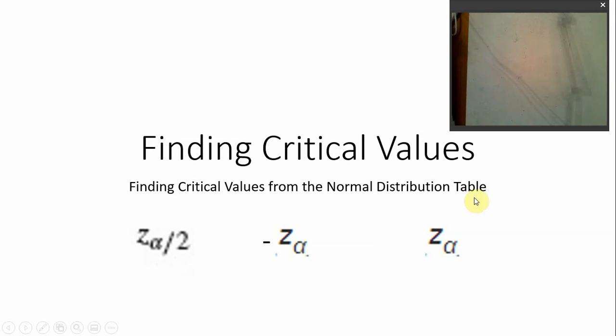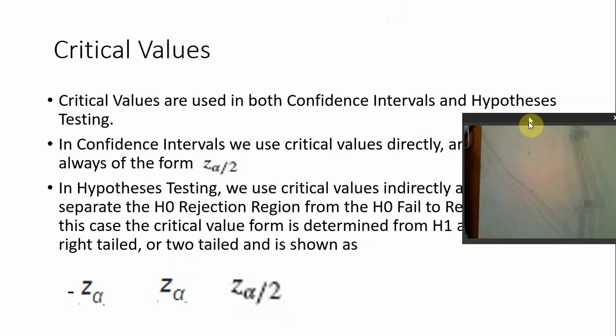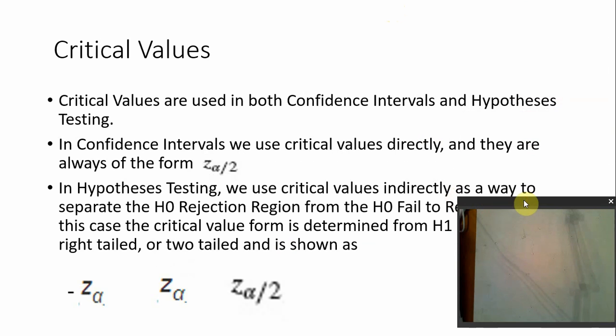There you go. So critical values. Critical values are used in both confidence intervals and hypothesis testing. In confidence intervals, we use the critical values directly. And they are always in the form Z alpha over 2. So they will be in the margin of error formula, and it'll be the Z alpha over 2 that we have to come up with.